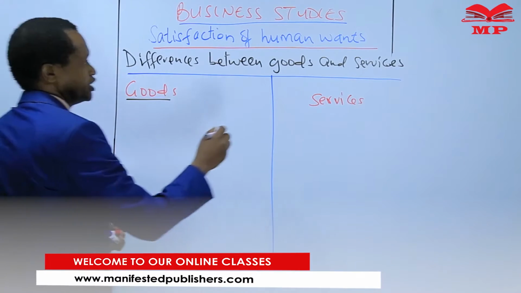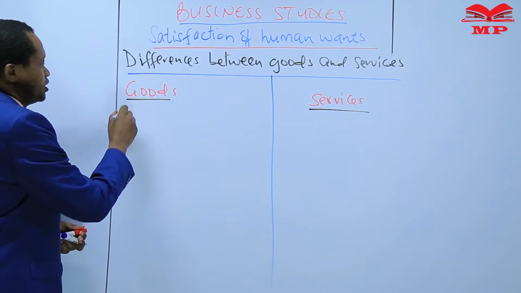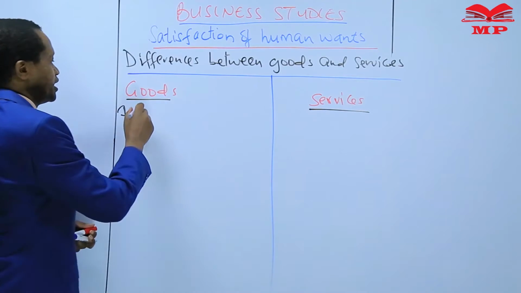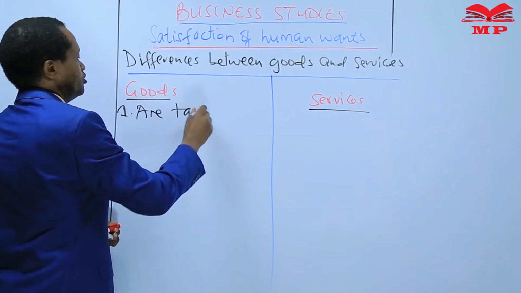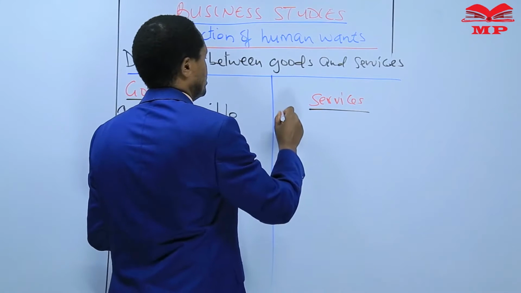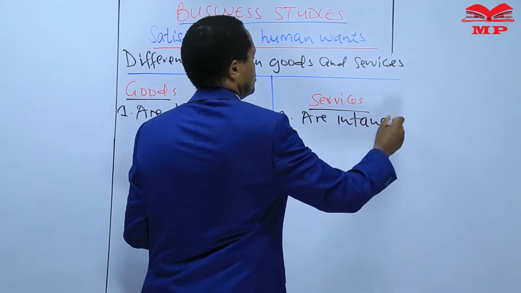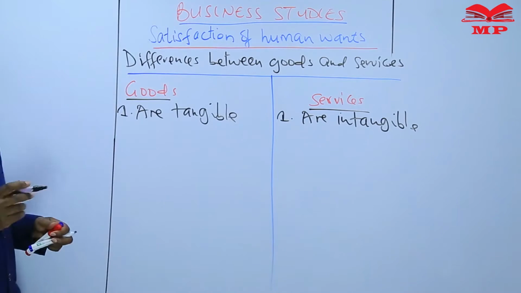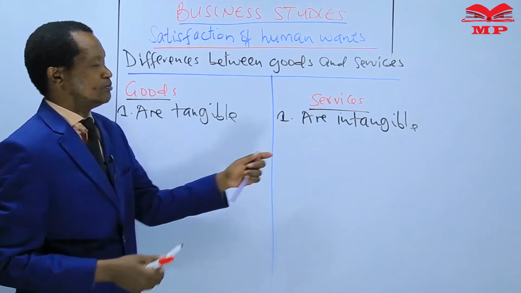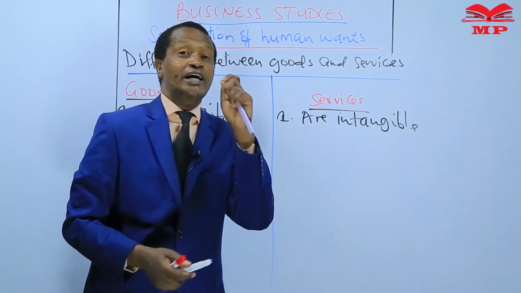Differences between goods and services. We learned that number one, goods are tangible, whereas services are intangible. You can touch goods like a pen. This pen is tangible. This board is tangible. You can touch it. You can feel it. You can see it.